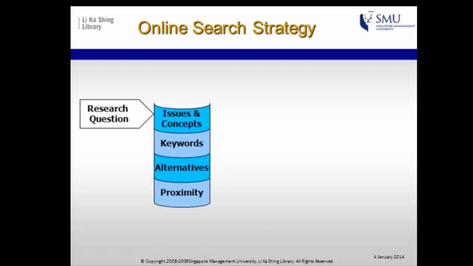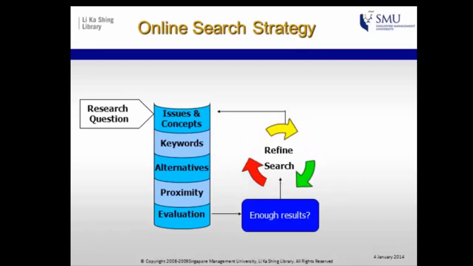You also need to think about how close together the words should appear in the document. For instance, whether they should appear in the same sentence or in the same paragraph. This will influence the relevancy of your search results. Last but not least, you need to evaluate your search results. Refine your search further based on new information, for example date range, new terms, etc. Repeat the process until you get satisfactory results. And then you need to move on to writing your research paper.